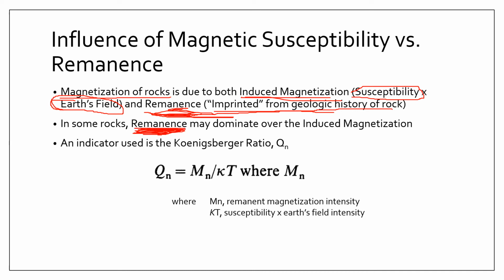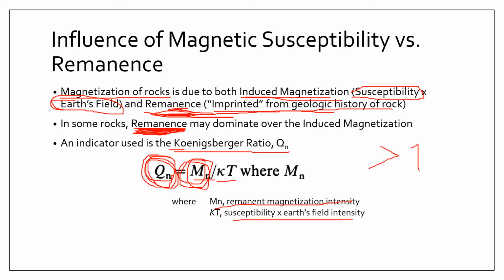So these can indicate an interesting geologic history, and we can find these materials by the use of the Koenigsberger ratio, or Q sub n, which is basically the ratio of the magnetization intensity due to remnant magnetization versus the intensity of magnetization due to induced magnetization. So the bigger the ratio, the bigger your remnant magnetization is. Okay, so any number that is greater than 1 means that the remnant magnetization is very strong on that rock and might be signaling an interesting or anomalous geologic history.